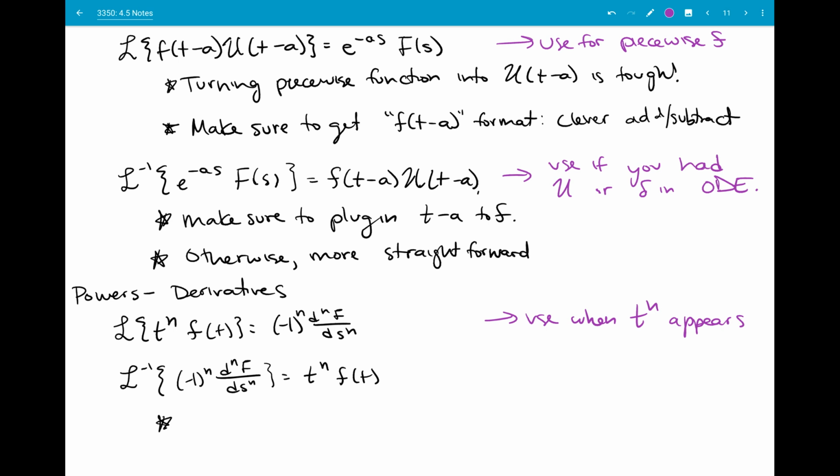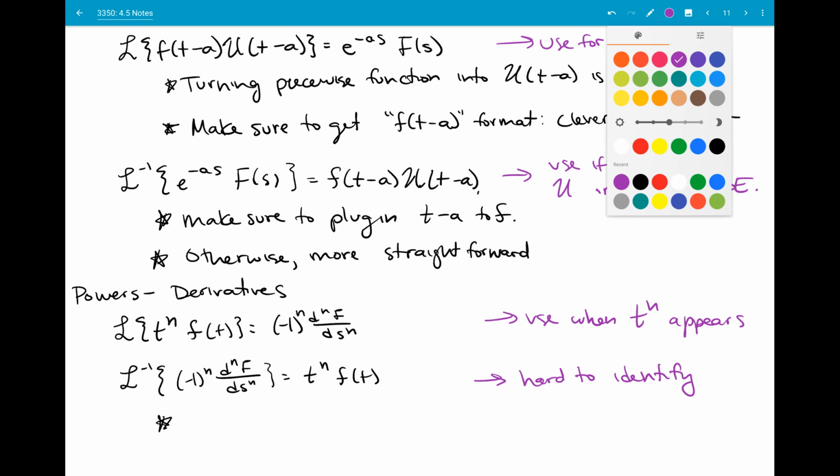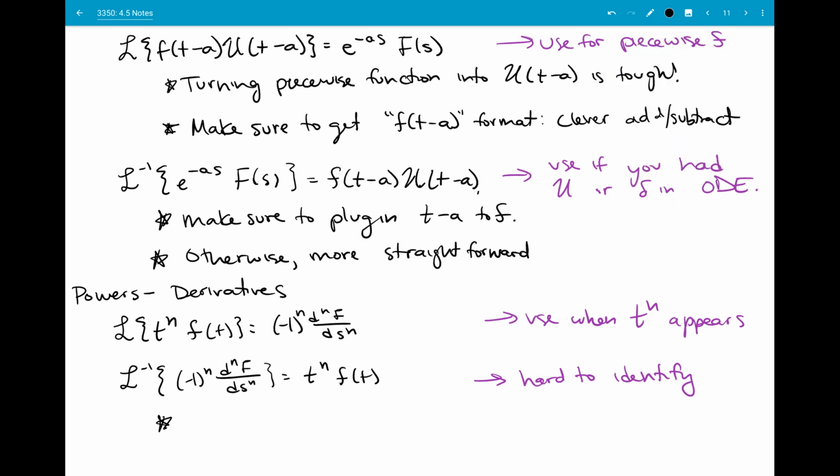The inverse property is really tricky. That one's hard to identify when to use it. And the only tip I would have for being able to use it is just to remember a couple functions where this is a property that helps you out.